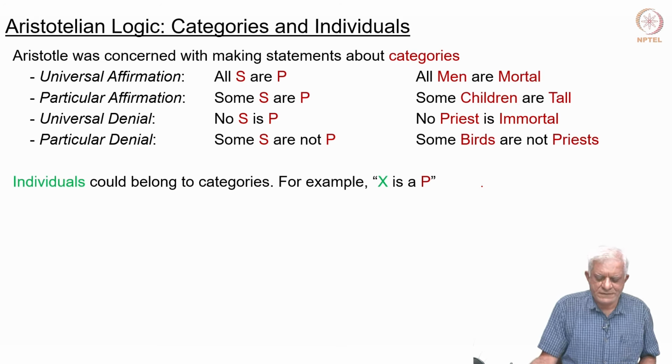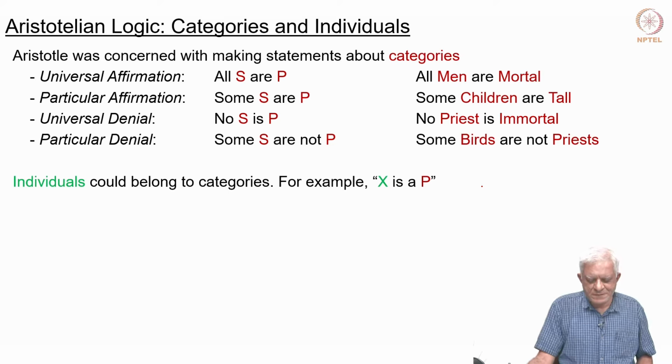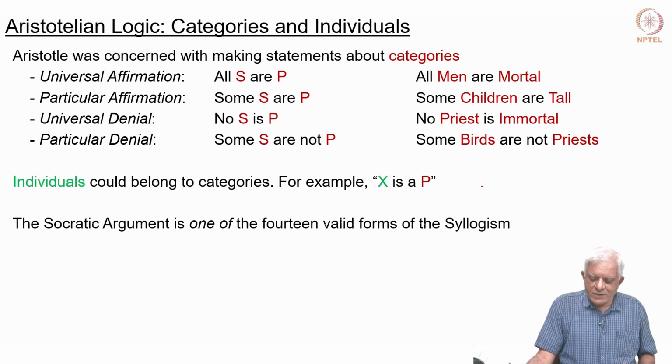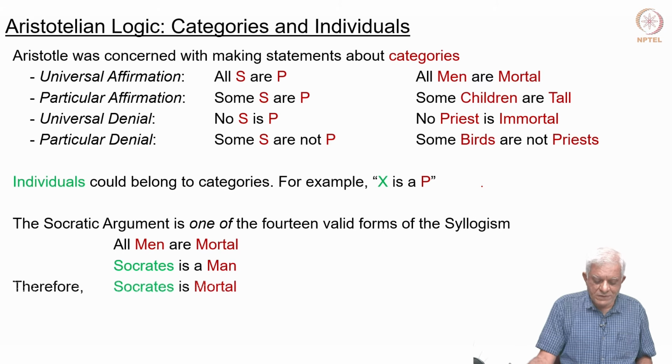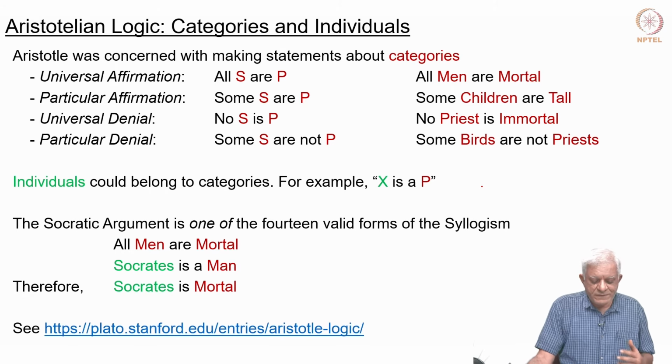If we have to talk about things in the real world, we are interested in individuals, and the simplest kind of statement about individuals is that X is a P essentially. So, Socrates is a man, for example. So, the argument that we looked at, the Socratic argument as we called it, is one of the 14 valid forms of syllogism that Aristotle identified, and this is just to remind you of the argument. We are talking of categories, all men are mortal. Then we are talking of the individual, Socrates is a man, and then we are concluding that Socrates is mortal.